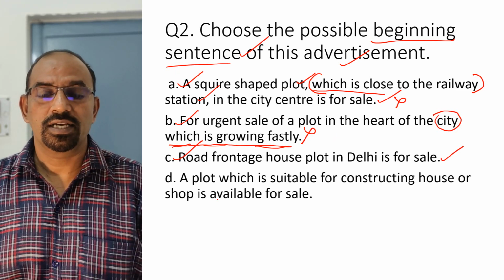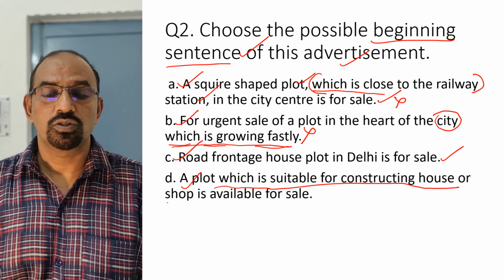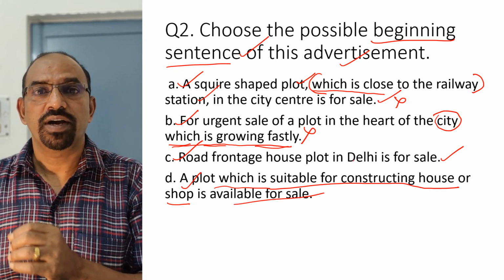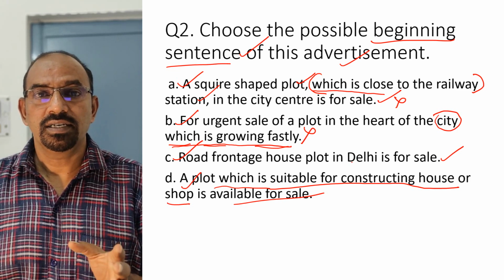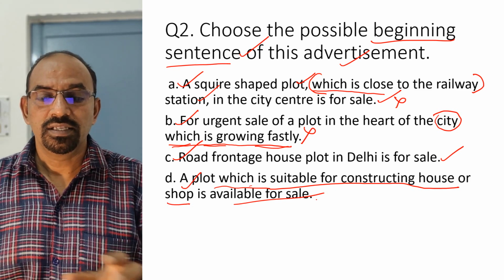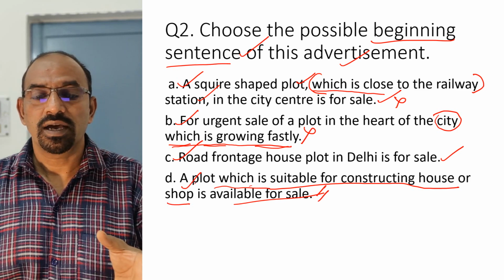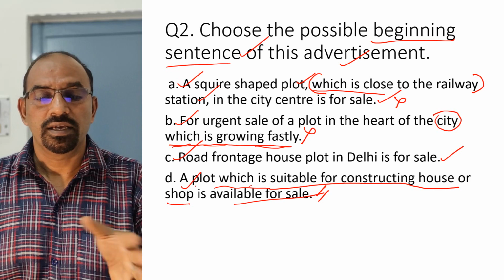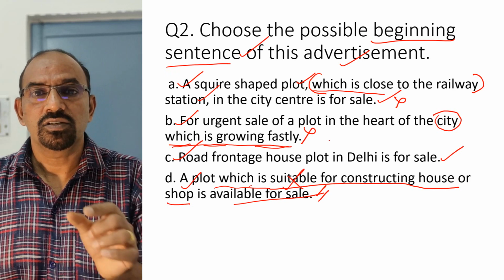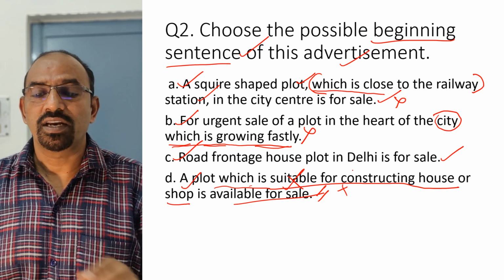Let us check the last one also. A plot which is suitable for constructing house or shop is available for sale. Look at the elaboration of idea in this sentence. We can't elaborate things like this in a classified advertisement. This we can write in a short way, like a house and shop plot for sale. Such a small idea is elaborated in such a long sentence, so we can avoid it.